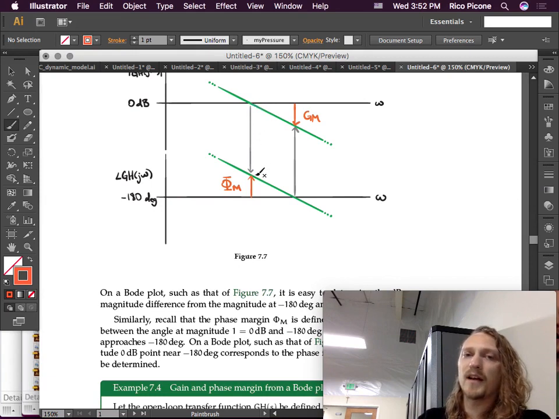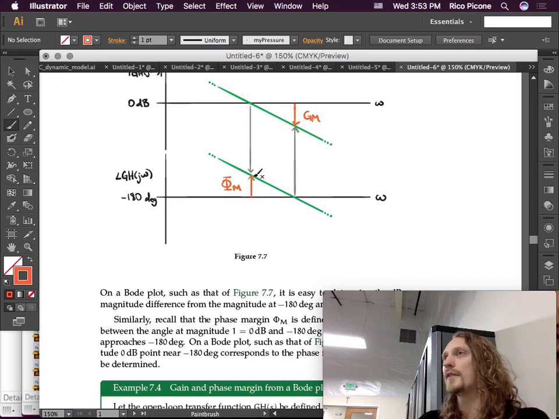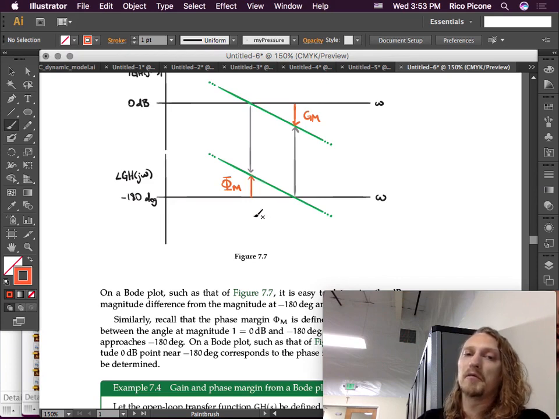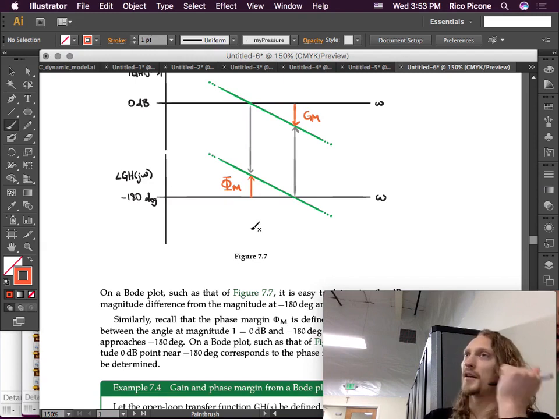So just follow it straight down and see what the phase is there. And the distance from negative 180 degrees to there is your phase margin. Okay? If your phase margin is negative, so if your phase is actually down here, and it has to go below negative 180 degrees, that's negative phase margin, which means that you are unstable based on the assumptions about our system that we made.